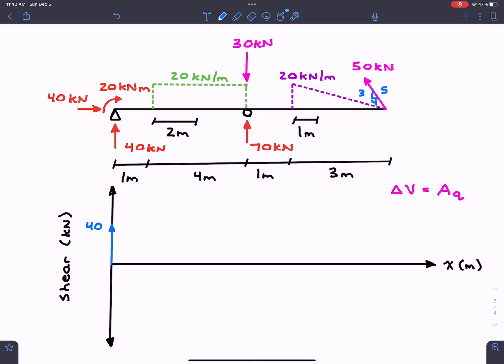Then the next part is you just want to go from left to right, and the only changes that will happen are if you have a distributed load or a point load. So if we look at our diagram here, let's label these points as follows. Let's say we have A, B, C, D, and E. I know that this is not how they are shown in the diagram, but this is how we are going to do it. If we look at our first segment from A to B, we have no point loads and no distributed loads.